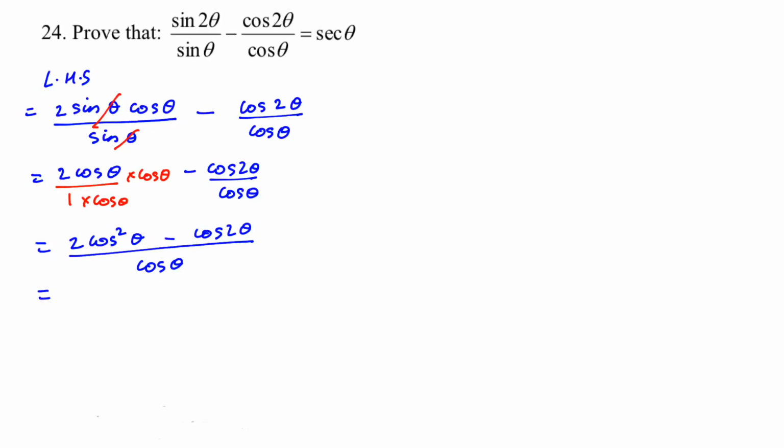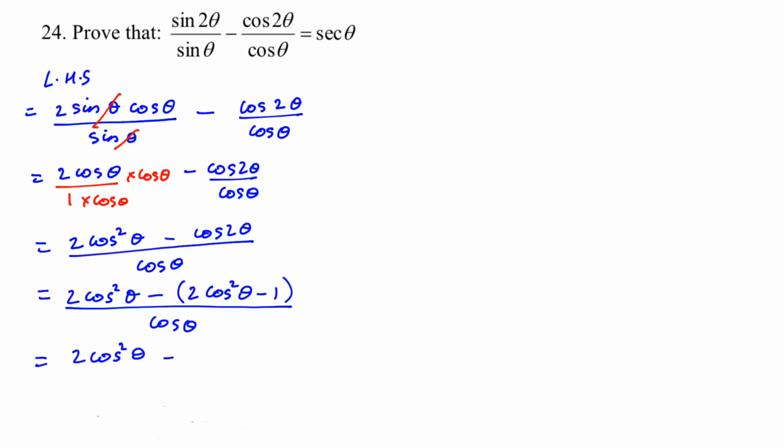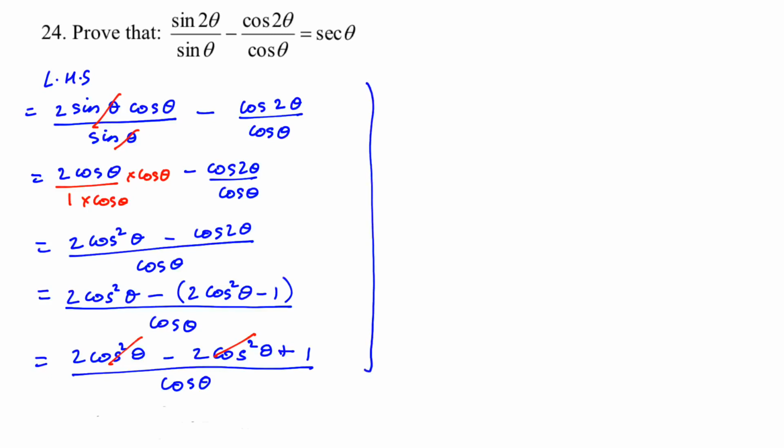You have 3 identities with cos 2 theta. Again, from the formula sheet, choose the one which has cos only in it. So cos 2 theta is equal to 2 cos square theta minus 1, over cos theta. Open the bracket up. Remember the signs change. And 2 cos square theta minus 2 cos square theta is 0. And we are left with 1 over cos theta, which is equal to sec theta, and we proved it is equal to our right hand side.